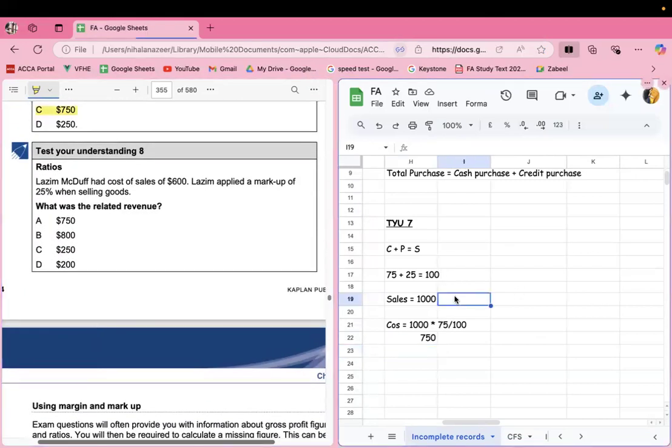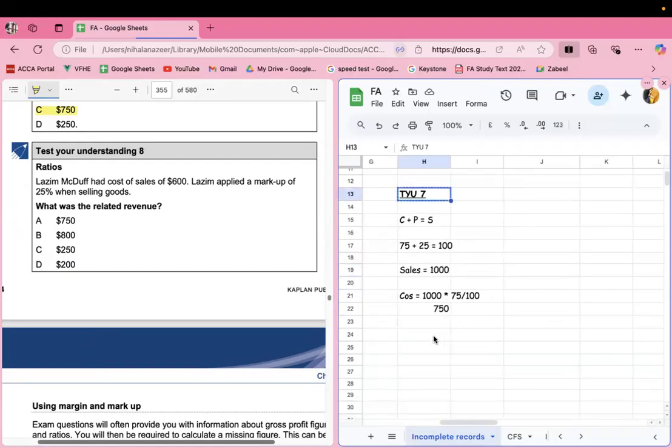Now, TYU 8. Lazing McDuff had cost of sales 600. You're going to do it all by yourself after the class. Lazim applied markup. So markup means the equation remains the same, cost plus profit equal to sales. So what is cost? 100 because it is a markup. What is profit? You're going to get 25 percentage profit as markup, so together it becomes 125.